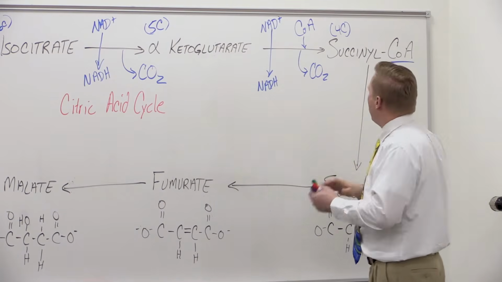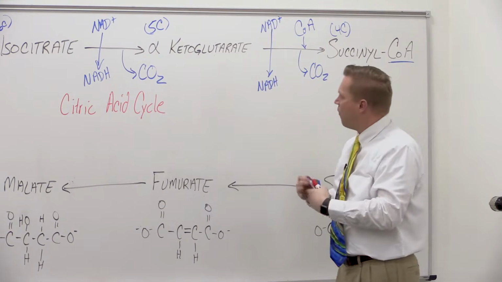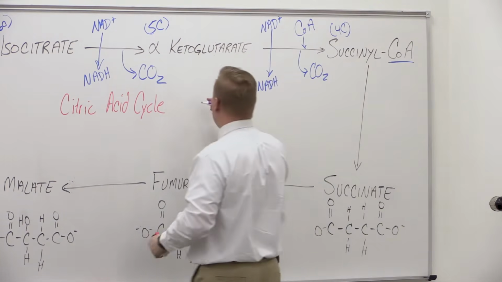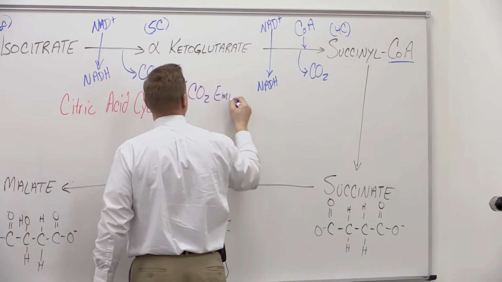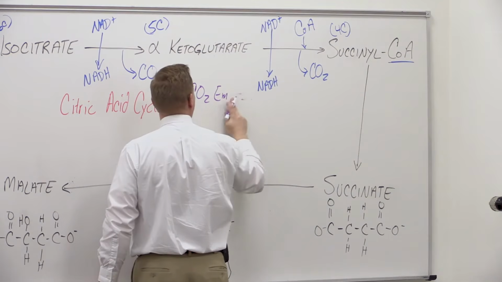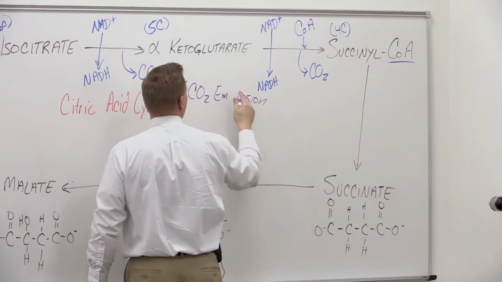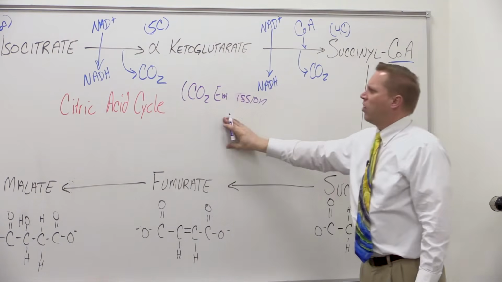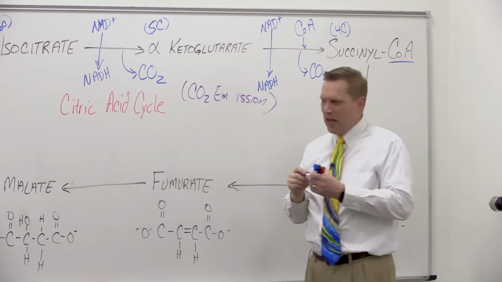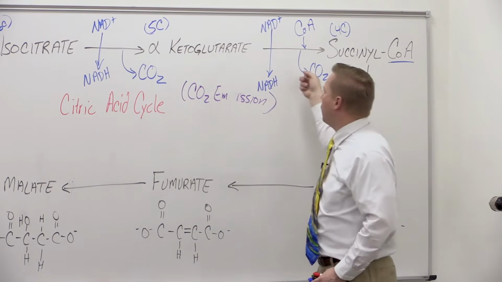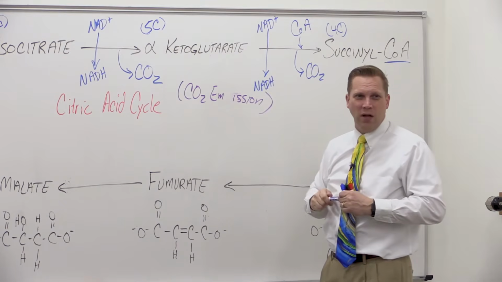Now, at this point in the pathway, these steps here on the top of the board are referred to as the CO2 emission stages. So we actually divide the citric acid cycle into 2 different stages. This top part is called the CO2 emission stages, and you can see why, because these are the stages where we've emitted our carbon dioxide. And we're actually all done with emitting carbon dioxide now.